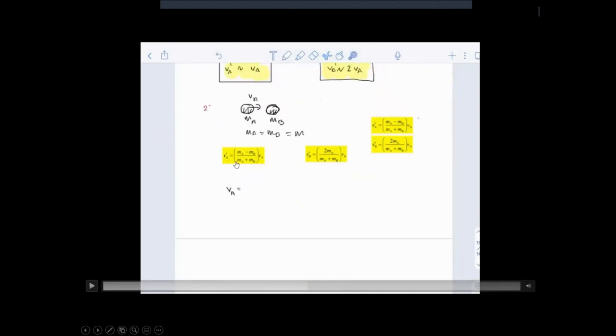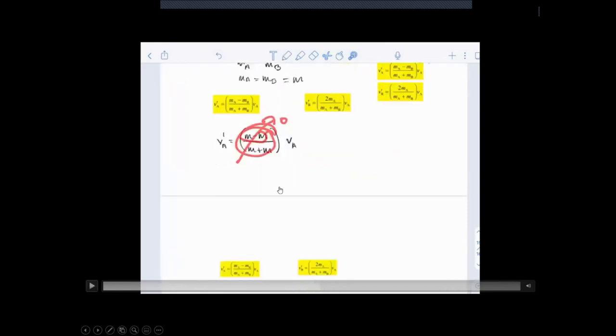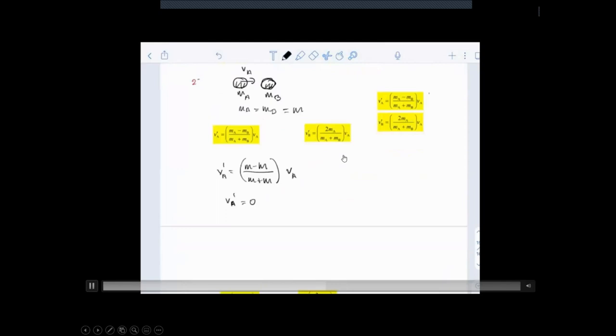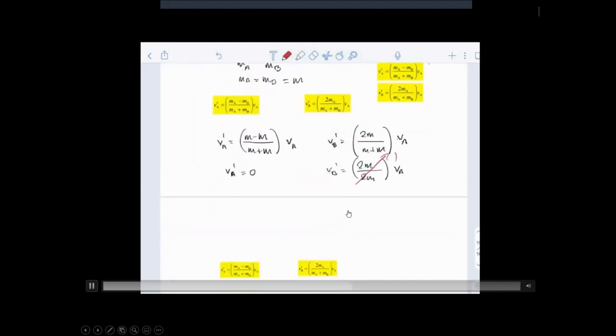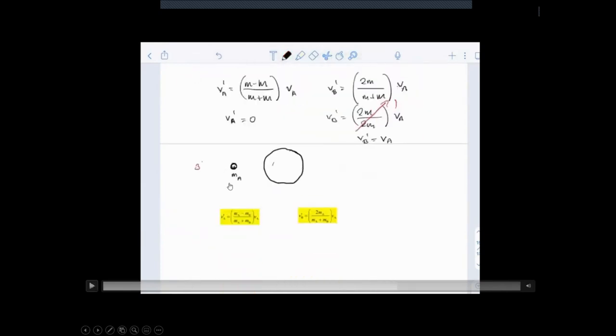So here's the final speed of the incoming ball. Because the masses are the same, m minus m, because we assume all of them are the same, is going to be zero. So the incoming ball is going to stop. And now the target ball is going to move at the original speed of the initial one. Okay, so the m's are the same. So you have 2m divided by m plus m. So 2m divided by 2m is going to be one. So the speed of the target is going to be the speed of the incoming mass. This is one.